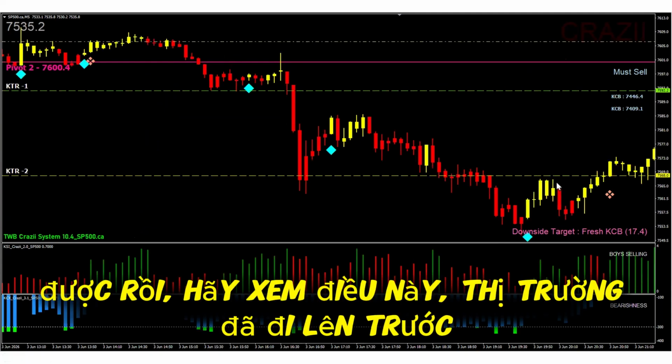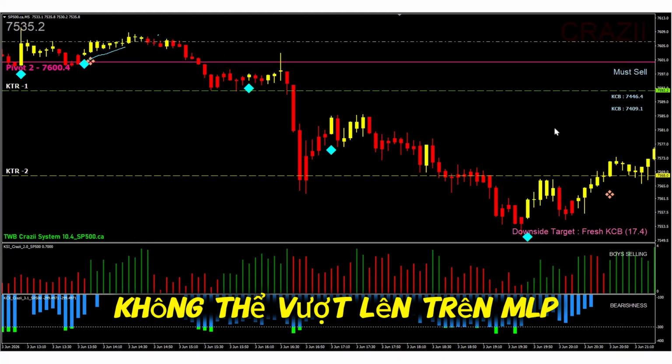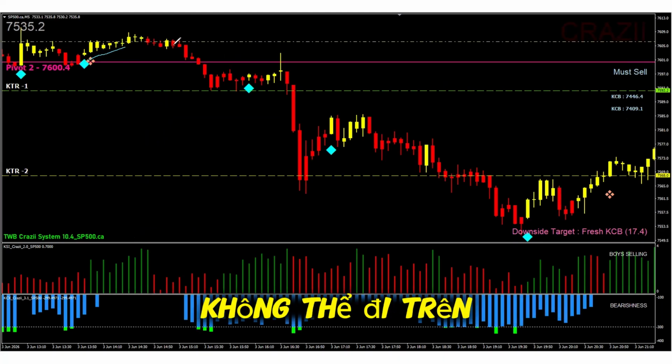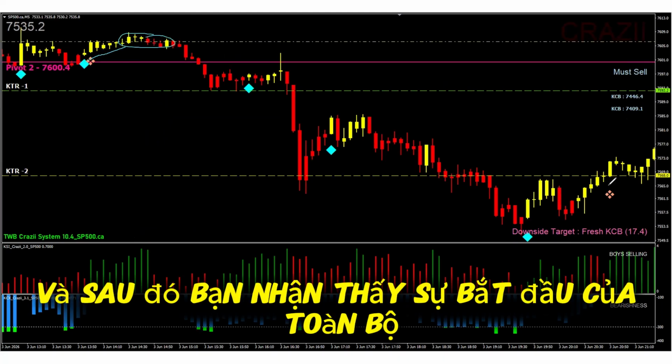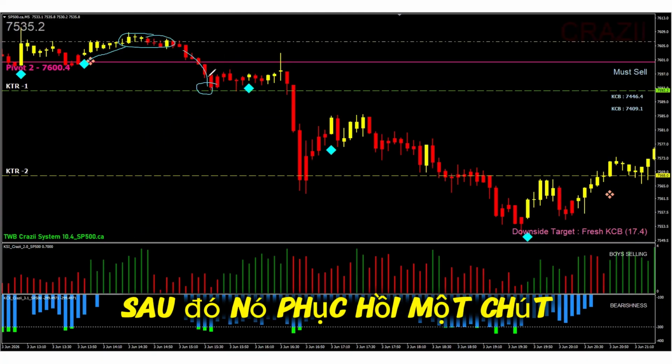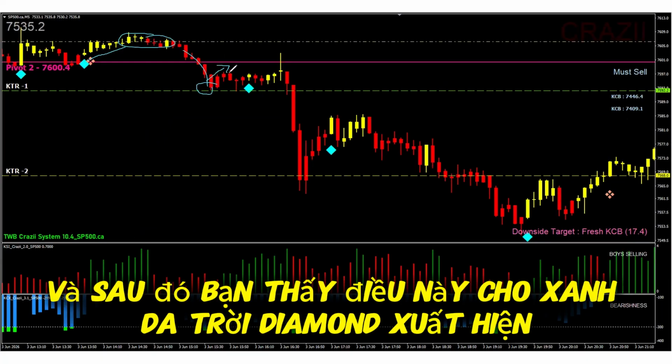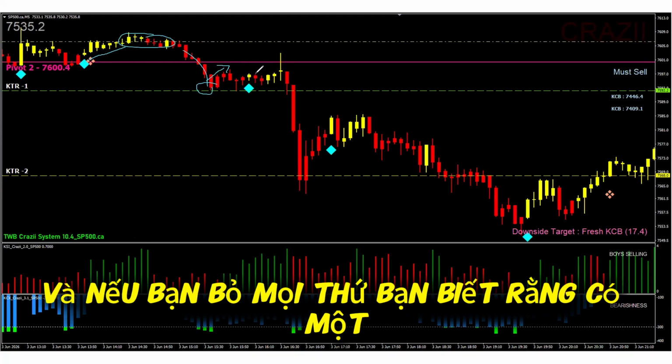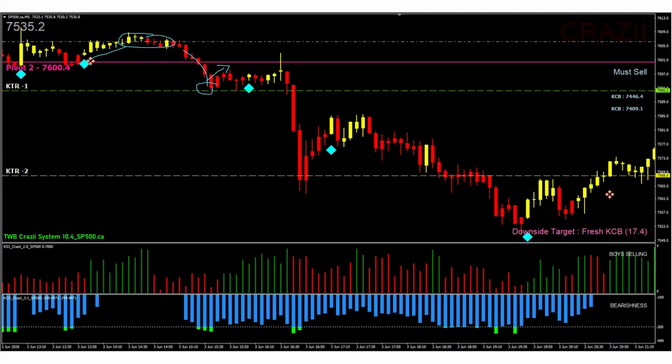Okay, so watch this. The market went up first and couldn't go above the MLP. That is another key point. And then you notice the start of the whole thing. The market came down and stopped exactly at -1. Then it rebounded a little bit, and then you see this blue diamond appearing. If you drop everything, you know that there is a problem here.